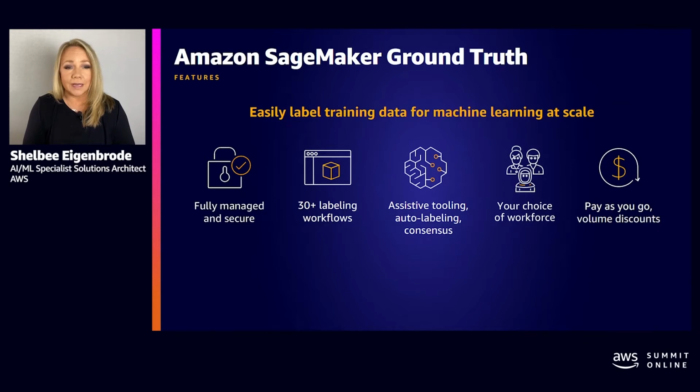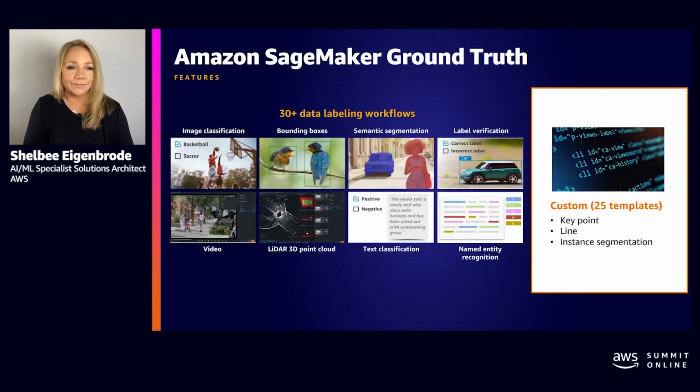Ground Truth also allows you to use a range of workforce options that suit your needs, whether it's a public workforce, a private workforce, or a vendor workforce. And then finally, there's no lock-in with pay-as-you-go pricing, and you can also qualify for volume discounts as well. So like I mentioned on that previous slide, Ground Truth has built-in workflows for labeling of images, text, videos, video frames, and 3D point clouds.